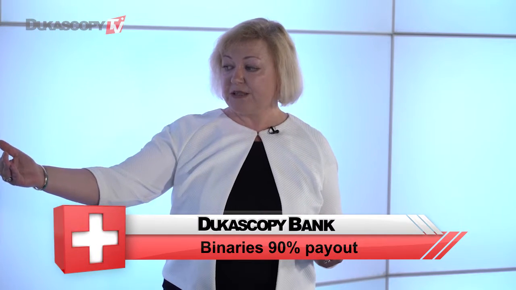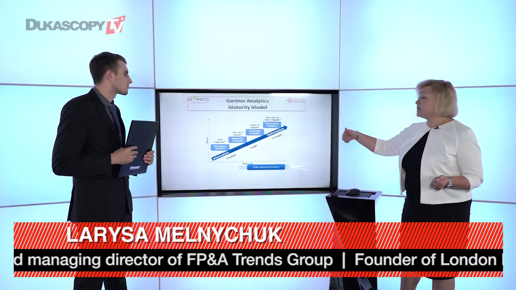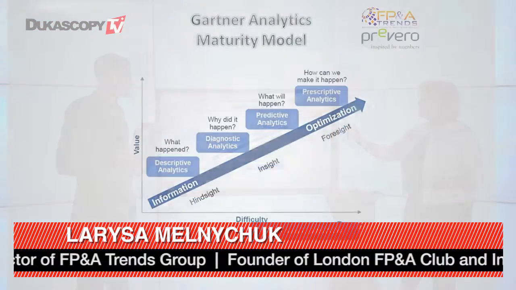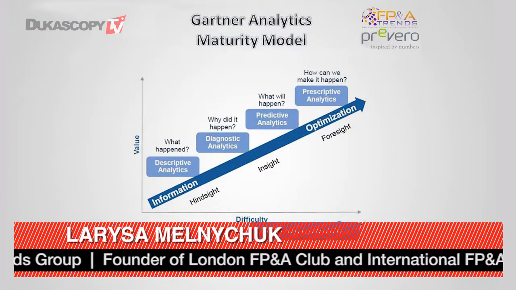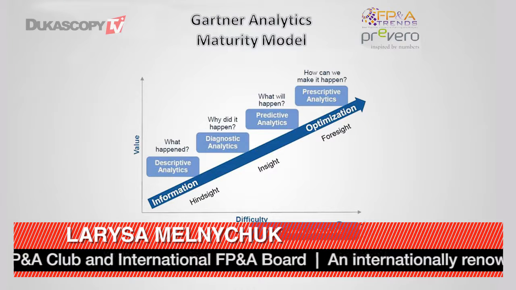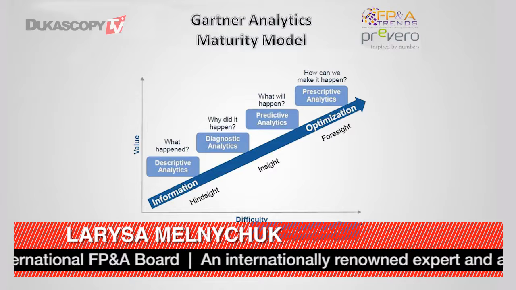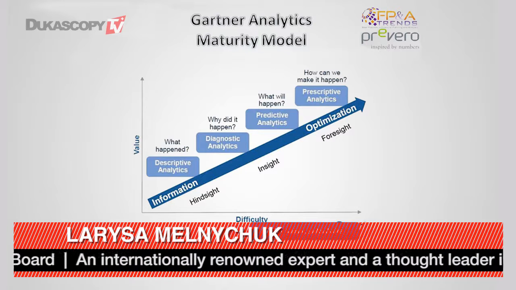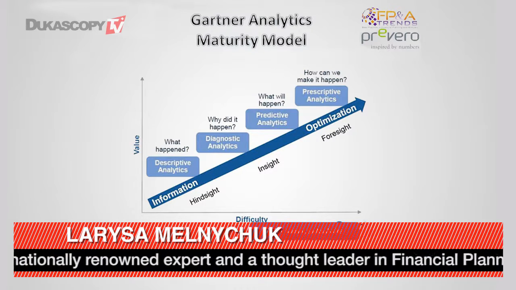So generally speaking, there are 4 different stages of analytics, so 4 different types of analytics. The first one is descriptive, which answers the question what happened. And also diagnostic, which answers the question why did it happen. And I would say that many companies with their FP&A still sit at these 2 types of analytics. So they're very history looking, not so much forward looking.